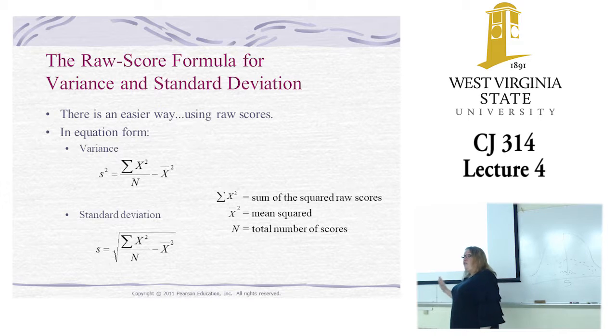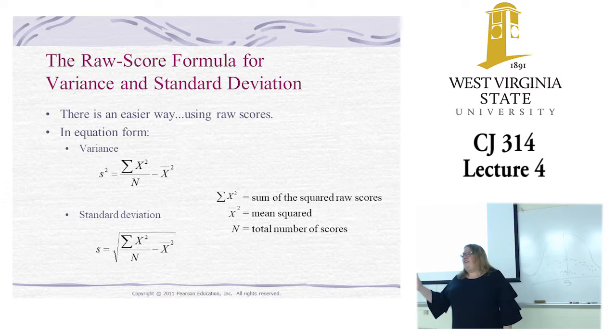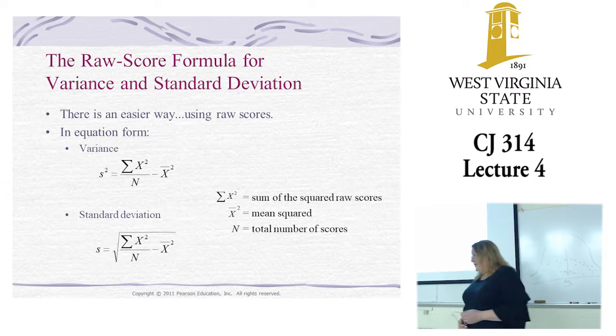With the raw scores formula, the formula doesn't change. Remember variance, s squared. Standard deviation is s. We find the variance and we take the square root of it. So s squared, that's our variance. s is standard deviation. Find the variance first, take the square root of it, and that gives you s.